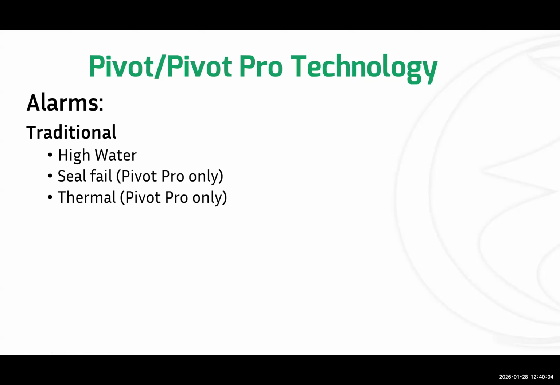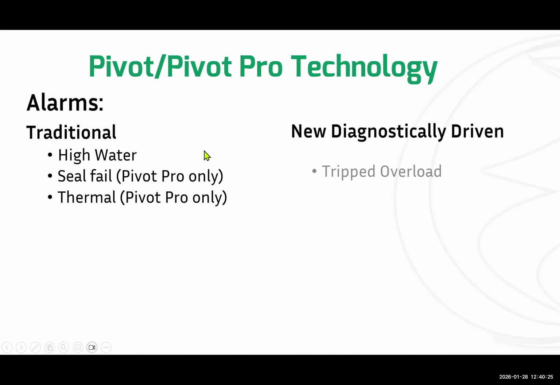If you have a seal fail or a seal starts leaking and letting water in, you'll get a seal fail alarm. If you have a three-phase pump and you're using the thermal circuits, and that pump overheats for any reason, obviously it's going to alarm for that. Those are all the traditional alarms that you would likely see in any historical panel. But in addition to that, we have a number of other alarms that these systems monitor for. So we'll start with a tripped overload.